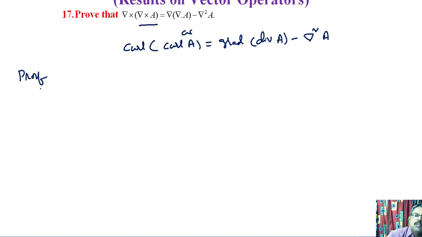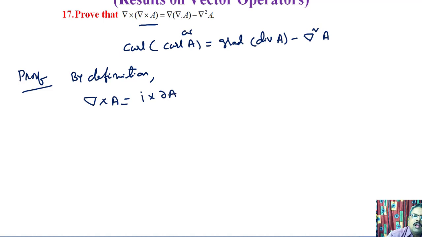First, take the inside term. By the definition, del cross A equals i cross dou A by dou x plus j cross dou A by dou y plus k cross dou A by dou z.